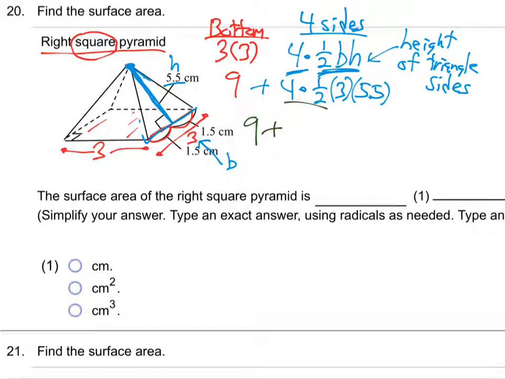So use your calculator. 4 times 1/2 is 2. 2 times 3 is 6. 6 times 5.5, I think that's 33. If you add those up, I think it's 42 square centimeters. So again, we had the bottom, which was 9 because it was a square, and the sides, 4 triangles, half times base of the triangle times height of the triangle. The height of the triangle is 5.5 for each of the 4 sides. There we go.